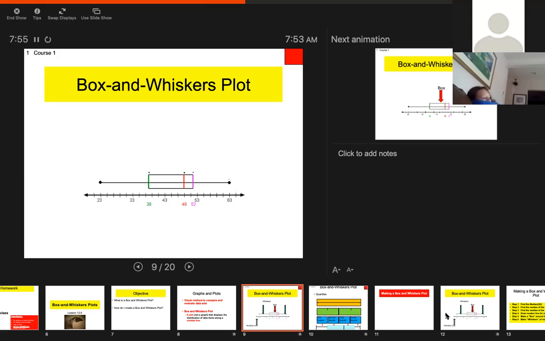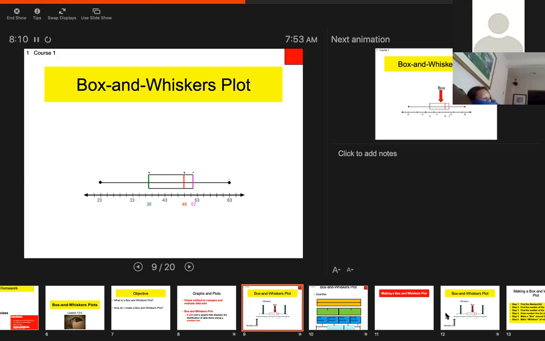You will have a box, and you will have these two things that extend from the box. Those are called the whiskers. You also get this other line. Now, they colored their lines. You don't have to color your lines. You also get this one extra little tick mark. We'll talk about that here in a second.